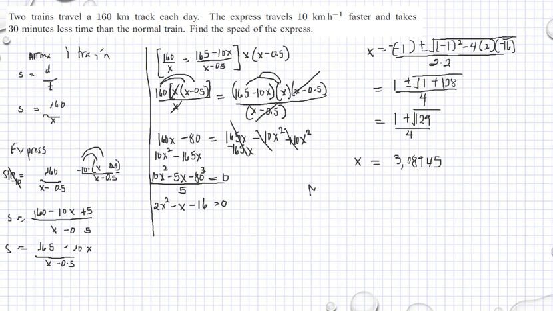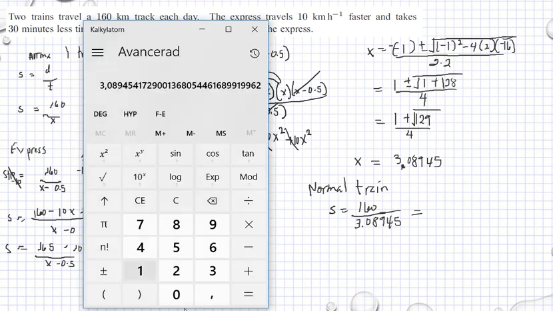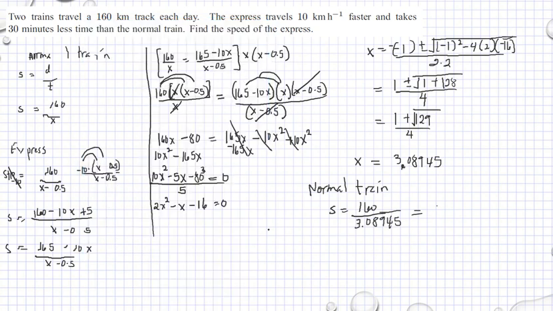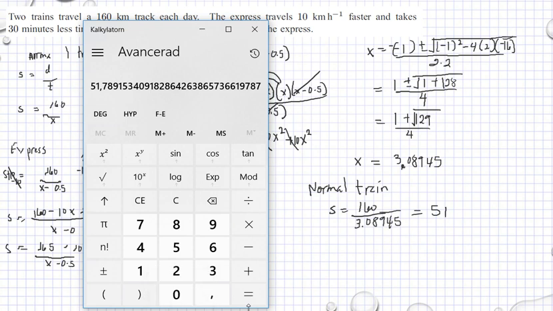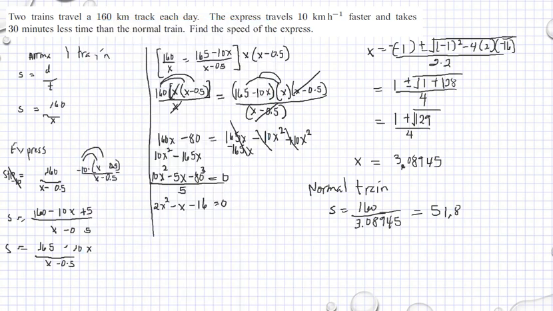Such that if we're going to find the speed of the normal train now, we have S is equal to 160 divided by 3.08945. Then we have 51.79 or 8 kilometers per hour.